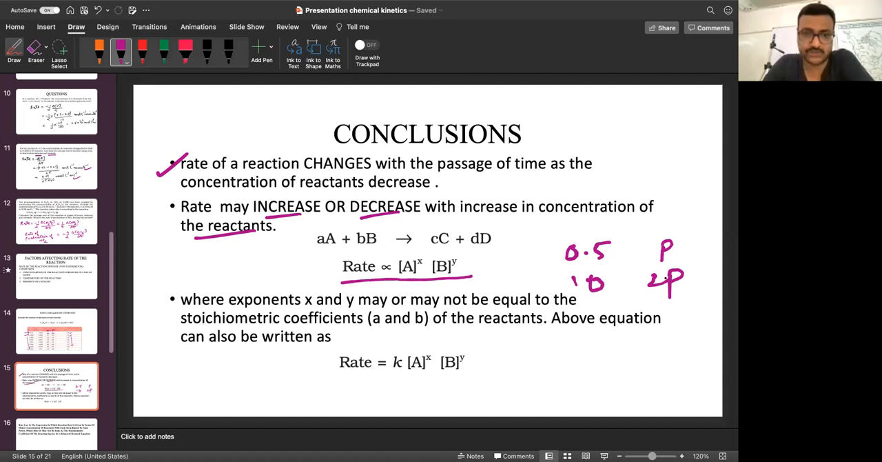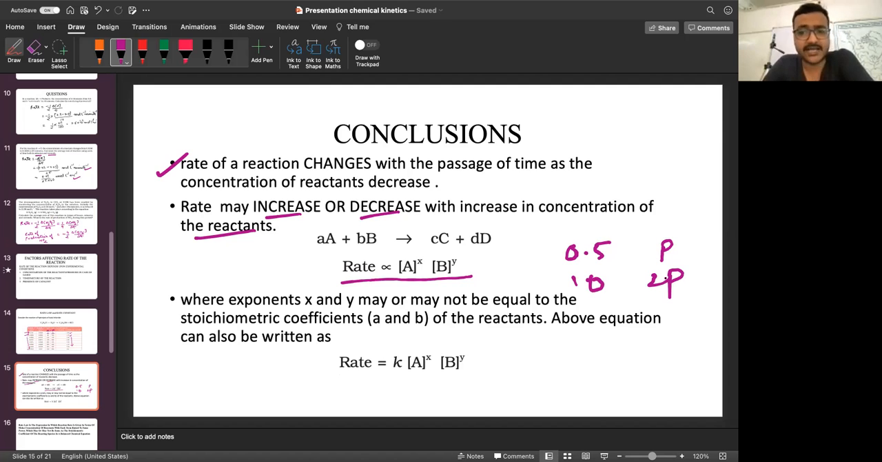Not reaction: x is the order of the reaction with respect to A, y is the order of the reaction with respect to B, and x plus y will be the overall order of the reaction, that summation. Suppose we have the value of x to be 2. Then it is understood that if we increase the concentration of A to 2 times, the rate of the reaction will become 4 times.